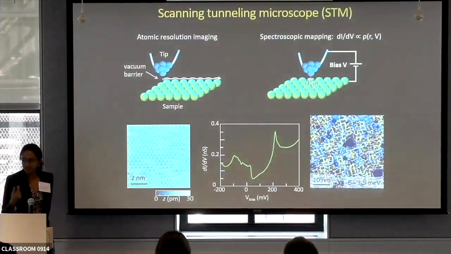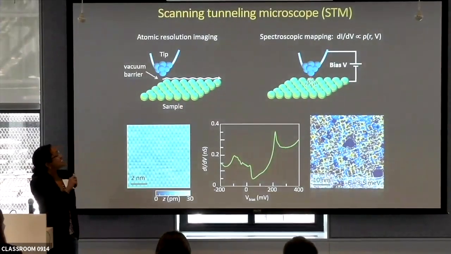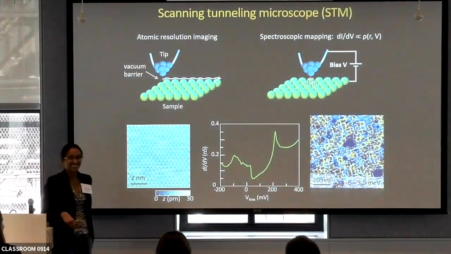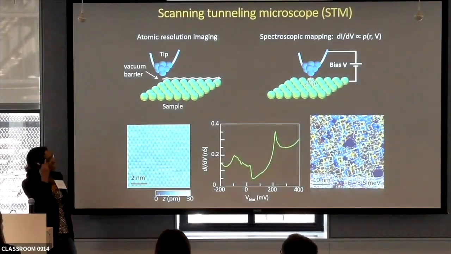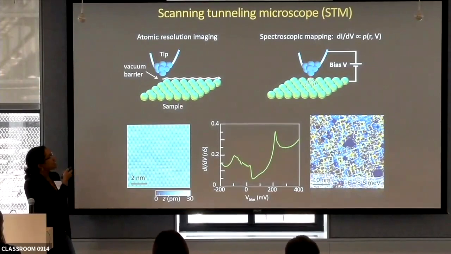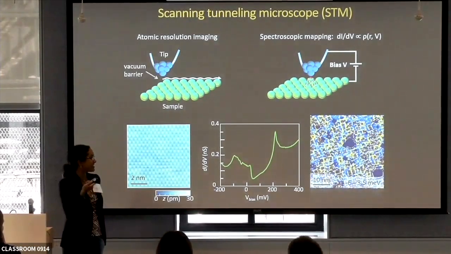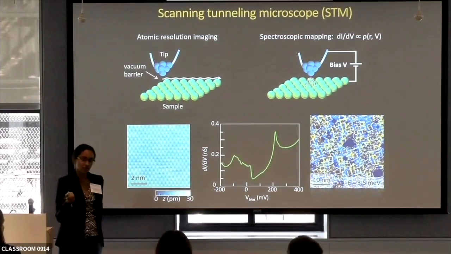So STM, I guess Barrett gave a great introduction to what STM is. And we have the same pictures coming from the same group. Right, so STM, in addition to having this beautiful atomic resolution imaging, it's a very versatile probe that can be used for spectroscopy. And so we use it both to obtain information of the local density of states.